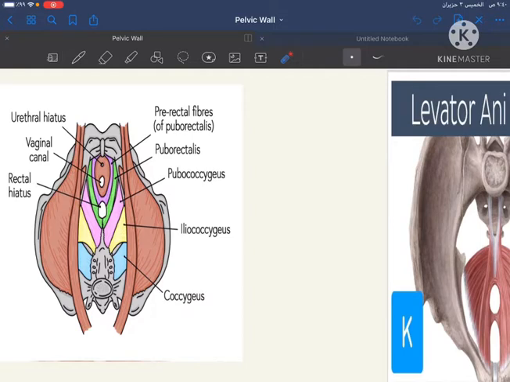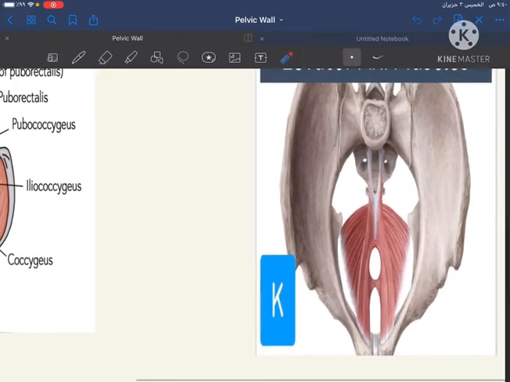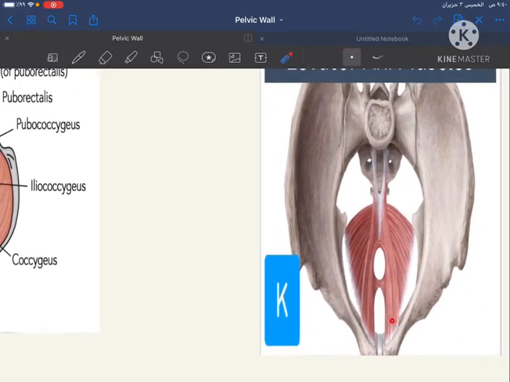The origin of the first muscle, the levator ani muscle: it arises firstly from the body of the pubis, the tendinous arch that arises from the fascia that covers the obturator internus muscle, and also from the ischial spine. The insertion of this muscle is variable. Why? Because there are many different fibers of this muscle.